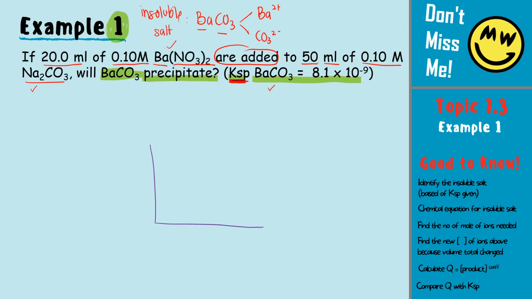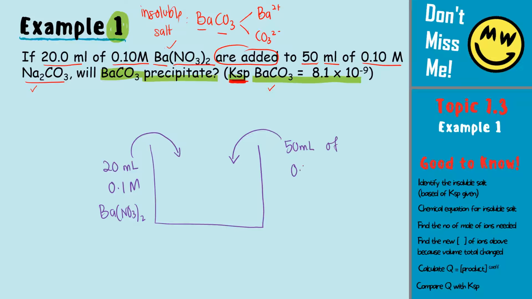Let's understand the question a bit over here. So right now, I'm having a beaker and into the same beaker, I'm pouring in 20 milliliter of 0.1 molar barium nitrate. Okay? The first thing that I put into my beaker. And then into the same beaker, I'm pouring in 50 milliliter of 0.1 molar of my sodium carbonate. Okay? Knowing that your barium nitrate over here will form your barium 2 plus and your nitrate NO3 minus, and sodium carbonate will form your Na plus and carbonate, CO3 2 minus.